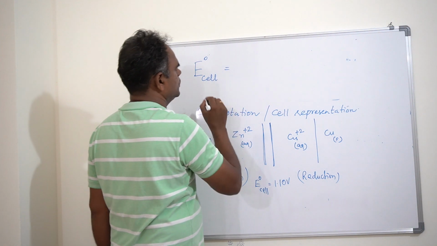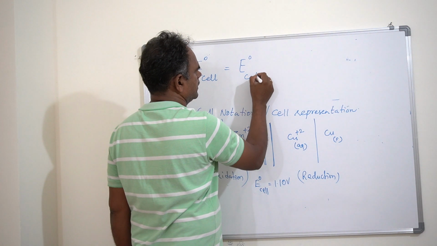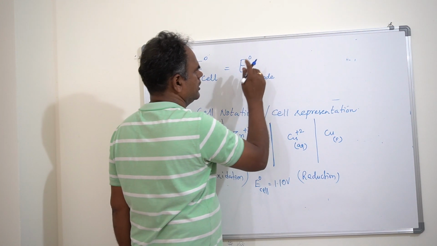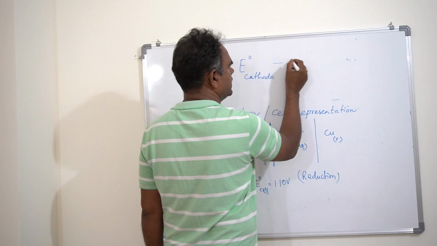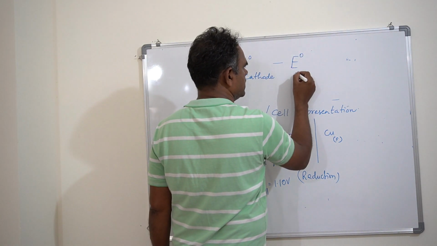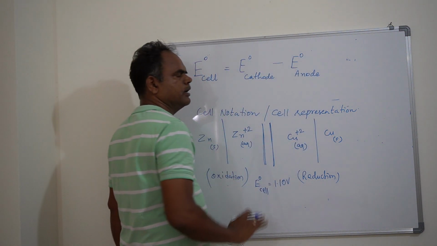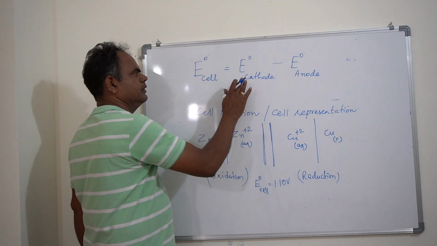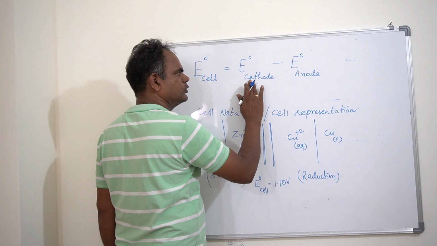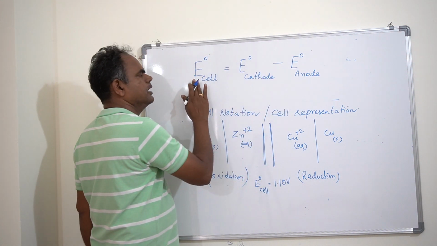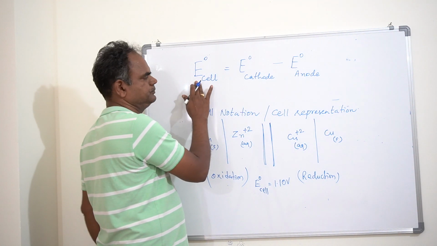The formula is E° cell equal to E° cathode, the standard electrode potential of the cathode, minus the standard electrode potential of the anode. The difference between the standard electrode potentials of cathode and anode is the cell potential of any electrochemical cell.